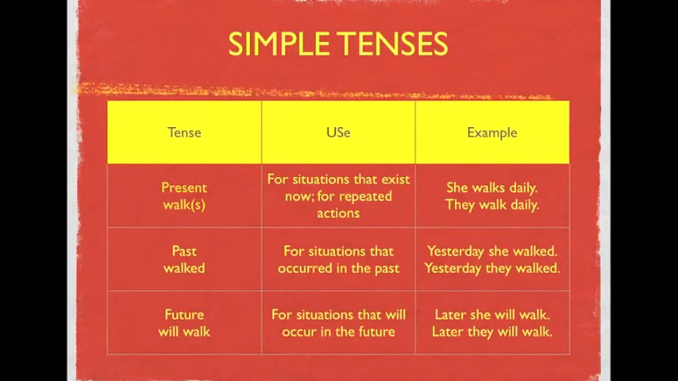But present happens for things that are existing now, or things you do frequently. Repeated actions is what that says. Past, well guys, that happened when in the past. Future, guess what? It hasn't happened yet. And then if you look on the far right column, the example, you see examples for each one for a singular and plural subject. I'll leave a couple more seconds on that.